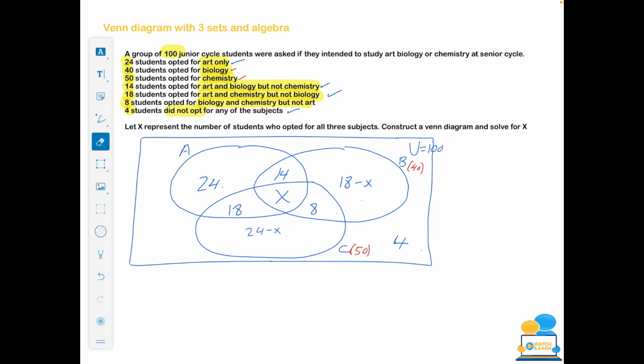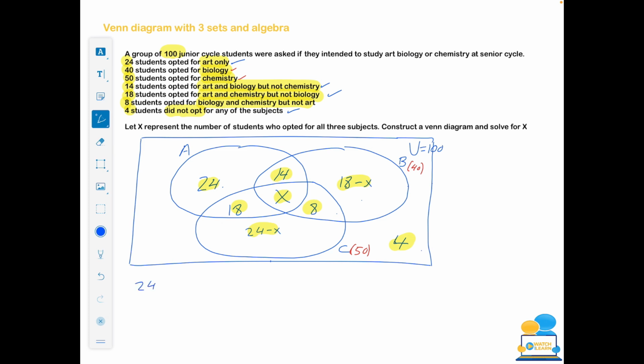Now, we need to go right back up to the top. So they told us that 100 people were asked in total. So that means that all of these numbers here should add up to 100. Okay, so when I add all of these numbers, don't forget about the 4 out in the universal set, they should all add up to 100. So I'm going to write them all down.